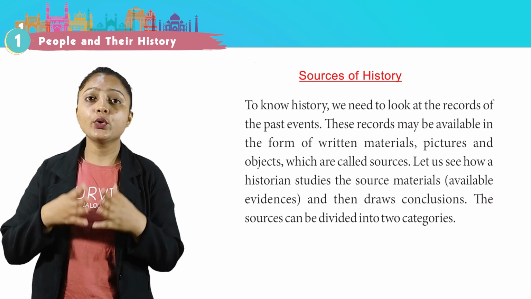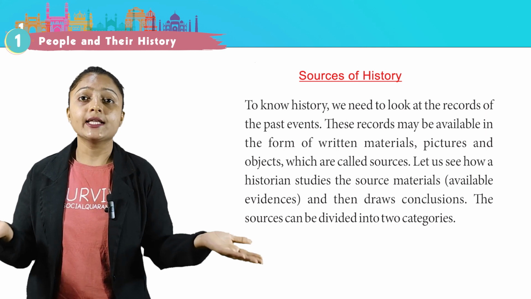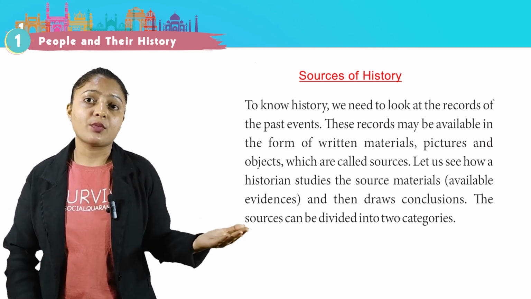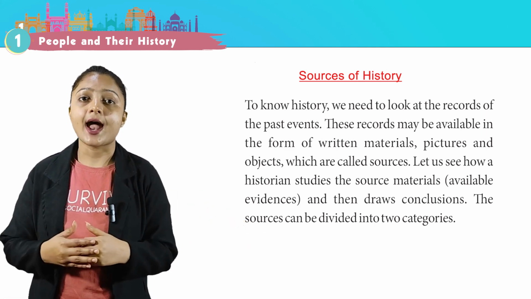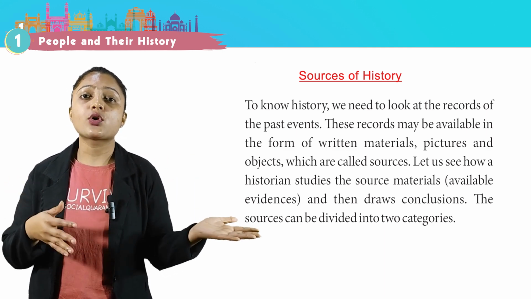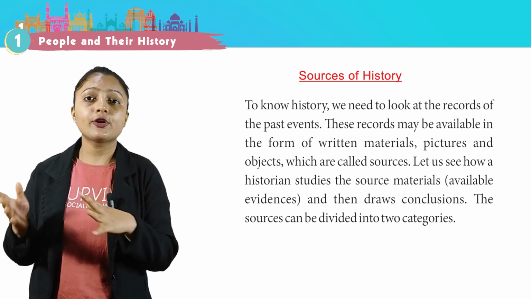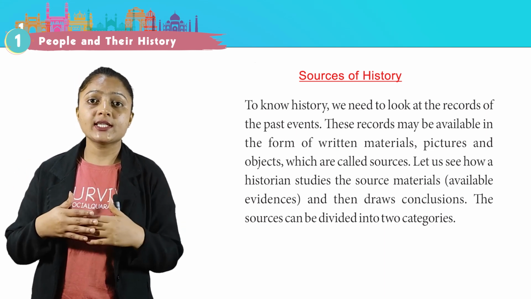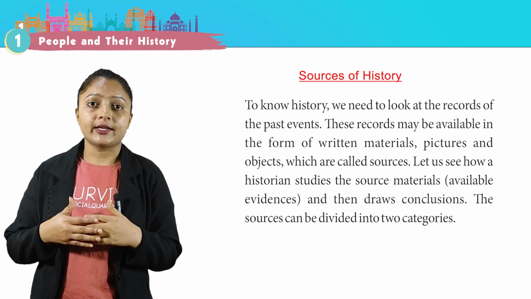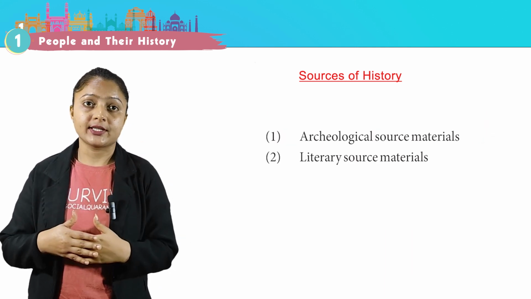लेट्स नो. To know history we need to look at the records of the past events. These records may be available in the form of written materials, pictures and objects, which are called sources. Let us see how a historian studies the source materials, available evidences and then draws conclusion. The sources can be divided into two categories. Archaeological source materials. Second, literary source materials.